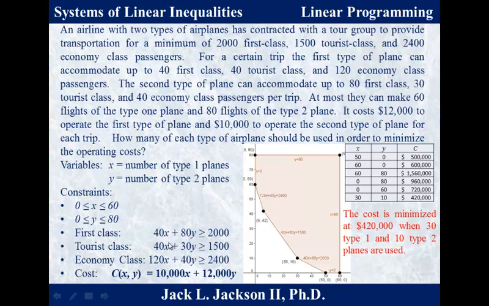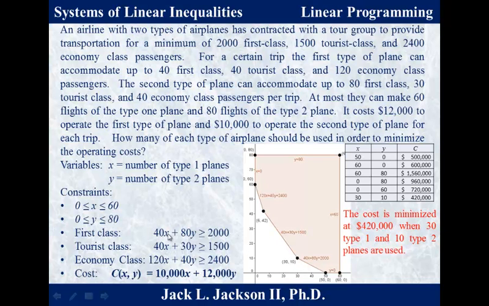Now look at the first class here. How many first-class passengers? Well, if we have X planes of type 1 and they do 40 each, that's 40X. But we also have Y planes of type 2 and they have 80 first class, so that's 40X plus 80Y. And we have to have at least 2,000. Okay, we could have extra seats and fly a few empties, that's okay, but we can't fly less than 2,000 because we've got to accommodate all these passengers that they've got. So that's 40X plus 80Y is greater than or equal to 2,000. That gives us this line down here, and we get above that. So that erases a little triangular bit down here out of our rectangle.